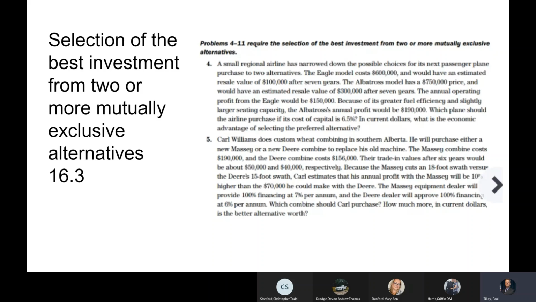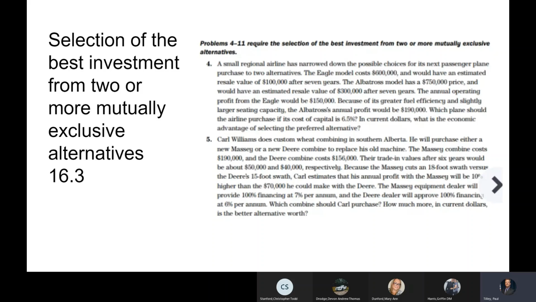We do the exact same thing with the Albatross. The Albatross costs $750,000, and it has an estimated resale value of $300,000. So again, we take the $750,000 now, and we subtract from it the present value of that $300,000 in 7 years. That's going to give us our net outlay.